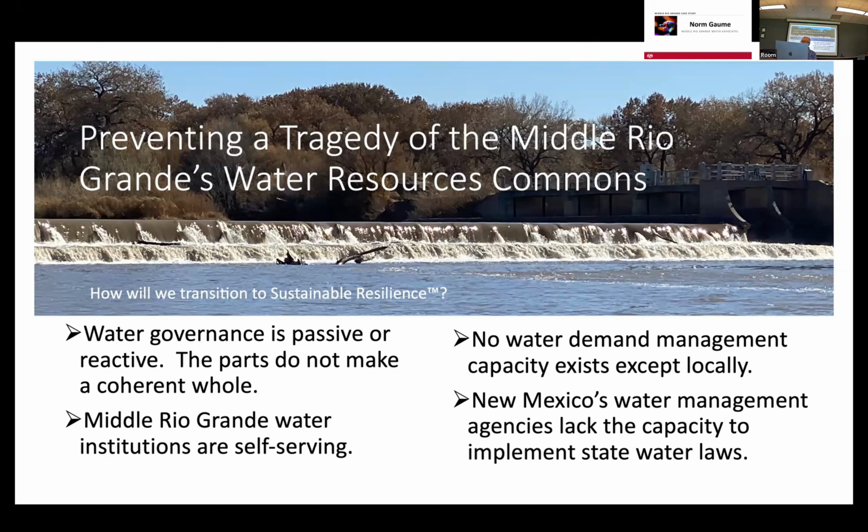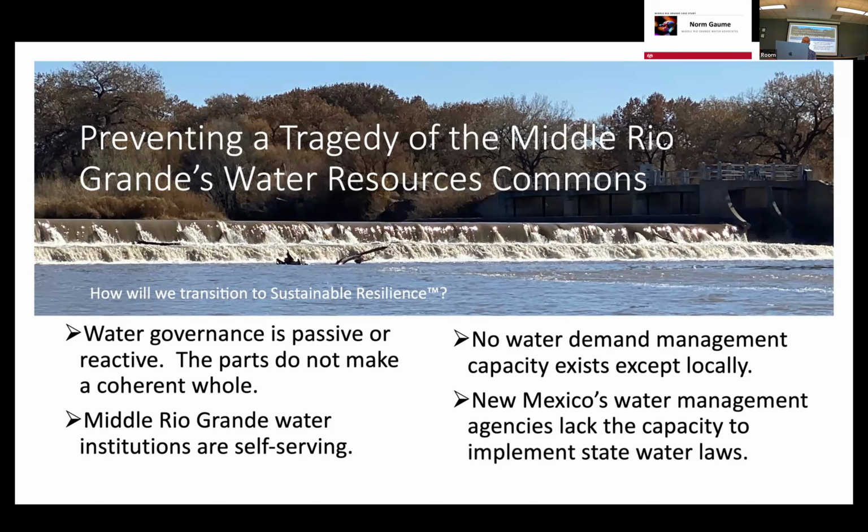The water governance in the Middle Valley is passive or reactive. Permits were issued. Once the permits were issued, there's really no control over the amount of water a person uses. There's no measurement of agricultural uses. The parts of water governance in New Mexico, between the local institutions, which operate as self-serving silos, cuts against the public interest of the region.